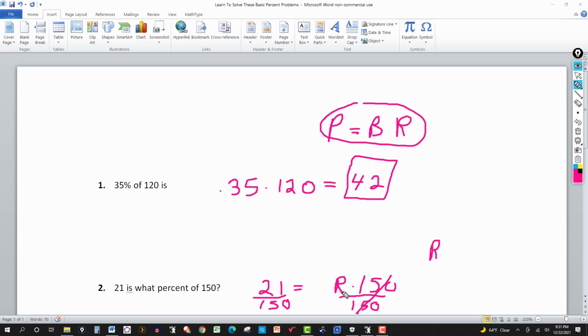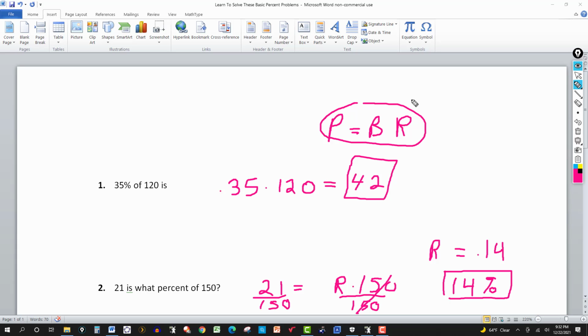These cancel out. So the rate will be equal to 21 divided by 150. Take your calculator out, divide those out, and that gives me 0.14. Or, to write it as an actual rate, move the decimal over 2 places to the right at the percent sign. So 14%. And you can check that out. Multiply the 14% or 0.14 times the 150 and you get the 21.